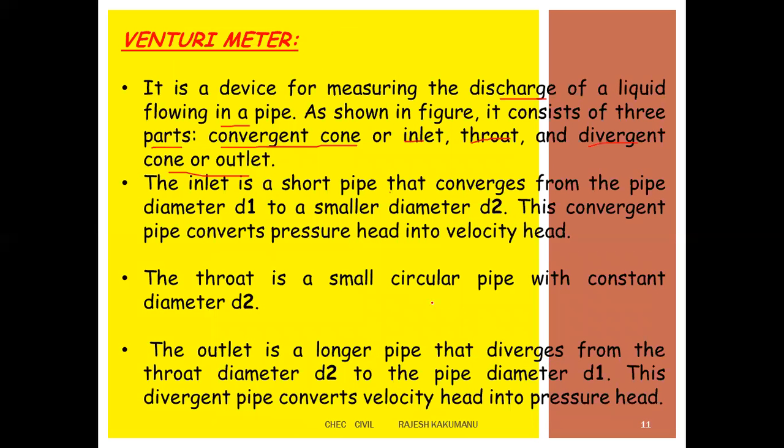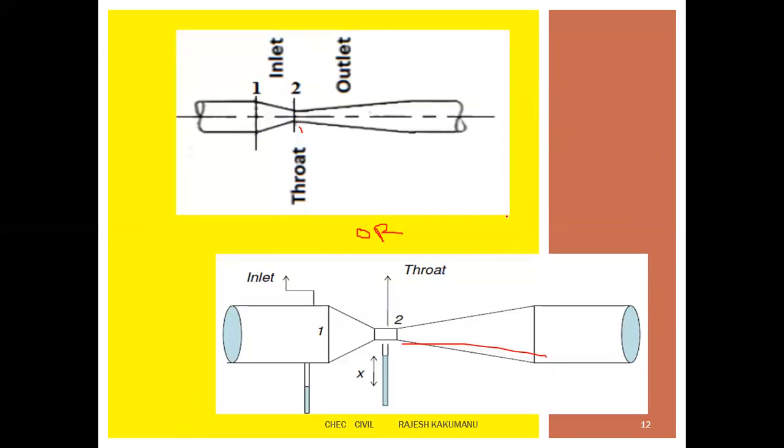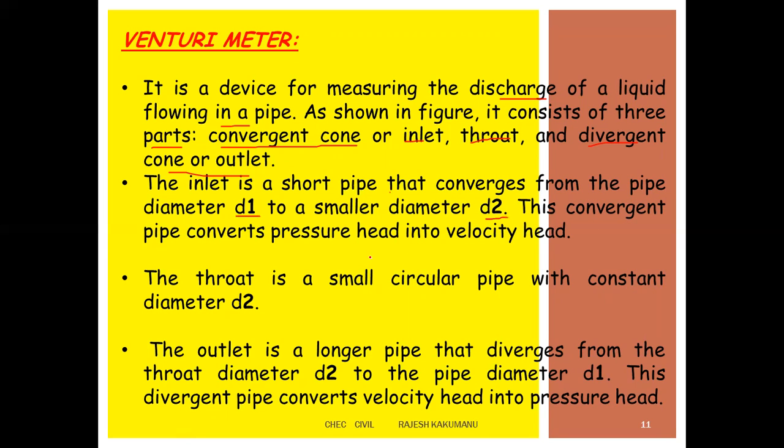So the inlet is a short pipe that converges from the pipe diameter d1 to a small diameter d2. The initial diameter is d1 and the final diameter is d2, so it is converging like this. The diameter reduces from d1 downward, right? This convergent pipe converts the pressure head into the velocity head. During this conversion in the convergent pipe, the pressure head is converted into the velocity head.